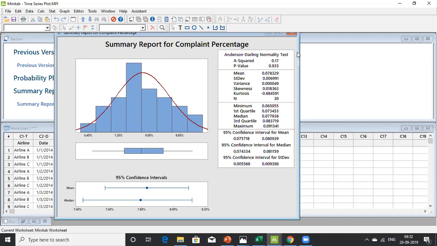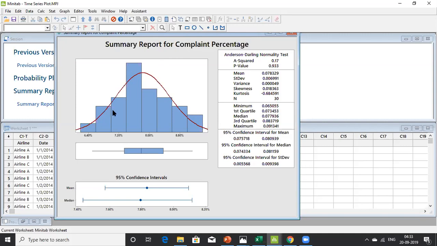Because it's 93.3%. Yeah, so it's a probability value. Anything above 0.05, which means 95%, it is probable that the distribution is normal. That's the confidence level that this data is in a normal distribution.